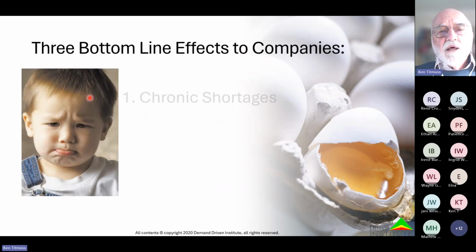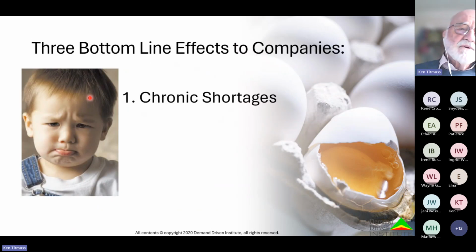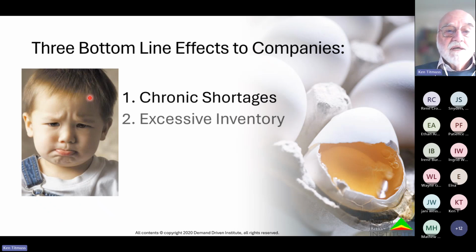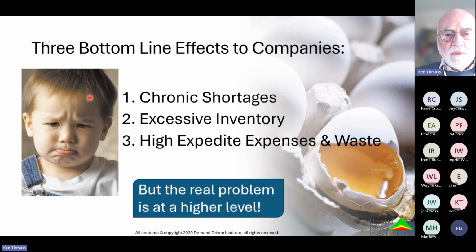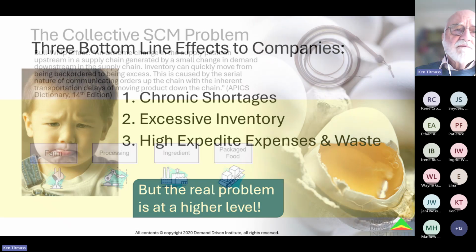So what are the 3 bottom line effects to a company? Well, we have chronic shortages, not enough of the right stuff. We have excessive inventories, too much of the wrong stuff, and just generally too much stuff. And we get these high expedite expenses and wastes. So if we're in a distribution environment, we're cross-shipping between depots because we've got the wrong product at the wrong place, or we're flying product in because we've run out again now, and we've got all these expedite costs. But maybe the real problem is at a slightly different level.